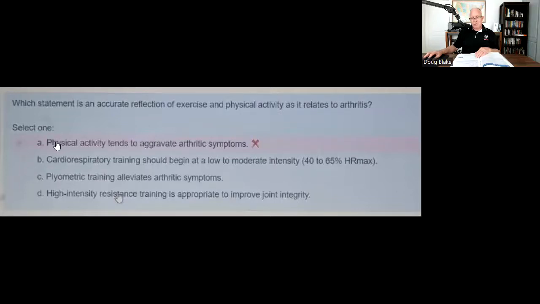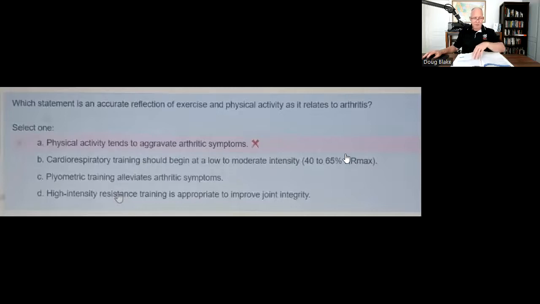So you've got four possible answers. Physical activity tends to aggravate arthritic symptoms. Well, that's a possibility. I guess you would imagine that that's a possibility. So we'll leave that up for discussion. But if you had read the table and kind of remembered a little bit about what table 23.8 said, this one would have jumped right out at you. Cardio training should begin at a low to moderate intensity, 40 to 65%.